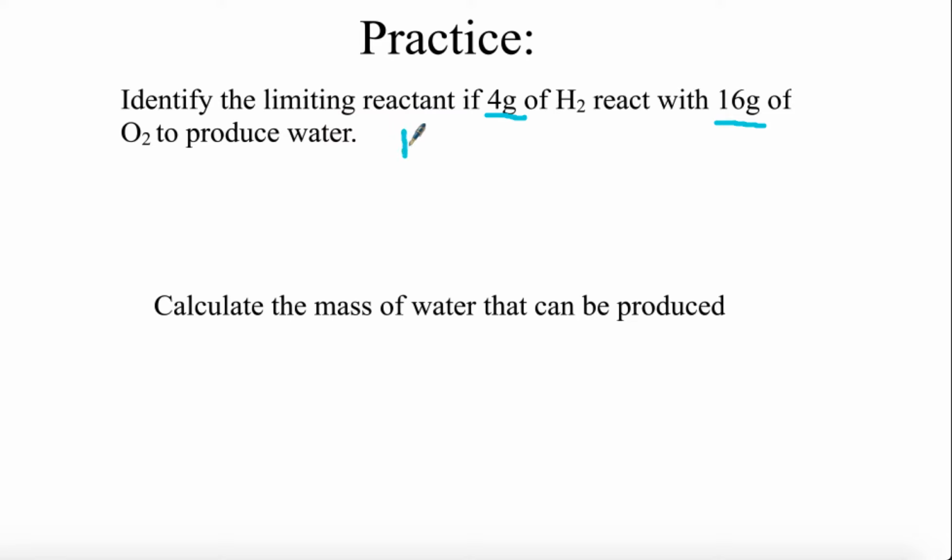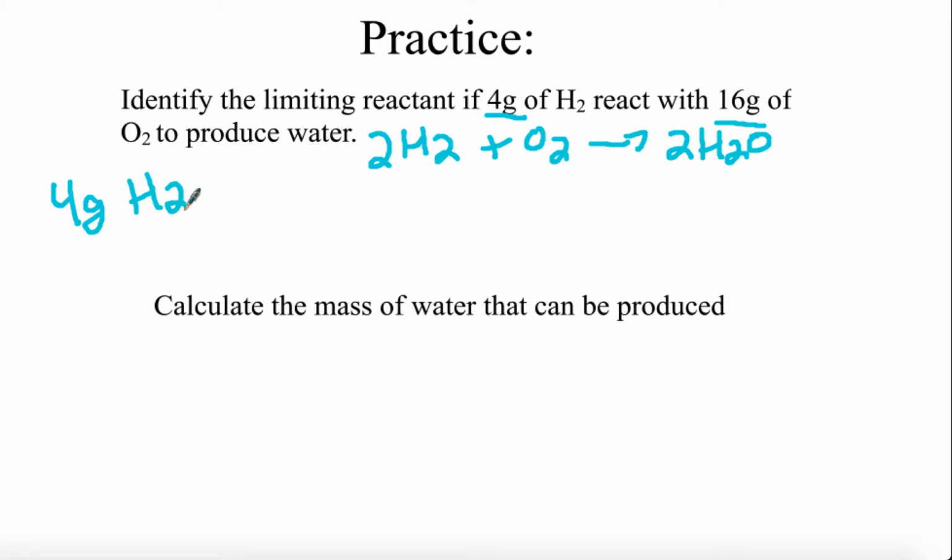So first off, we want to write our reaction. So our classic water reaction, 2 H2 plus O2 produces 2 H2O. Okay, so we've got our 4 grams of hydrogen and our 16 grams of oxygen. And we want to figure out how much water they can make. We don't have to go all the way to grams for this. Moles is sufficient, since the number of moles would basically figure out which one makes the least amount of grams anyway. So let's just figure out how many moles of water we're going to make.